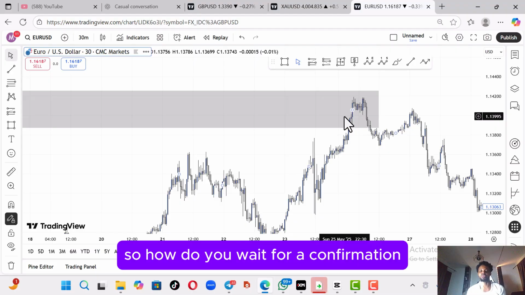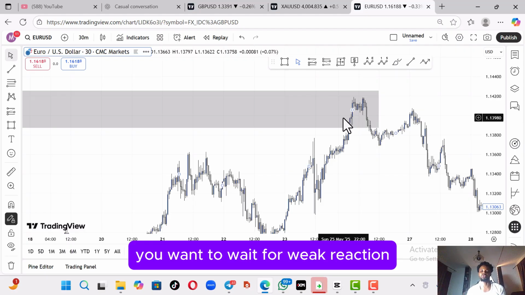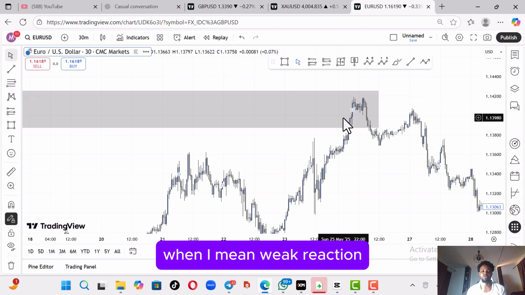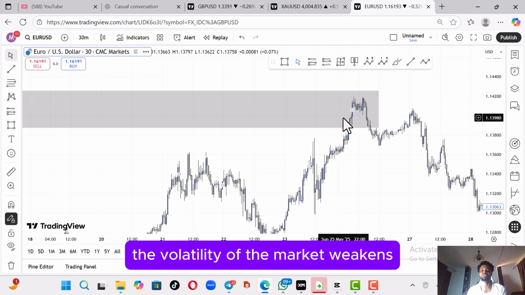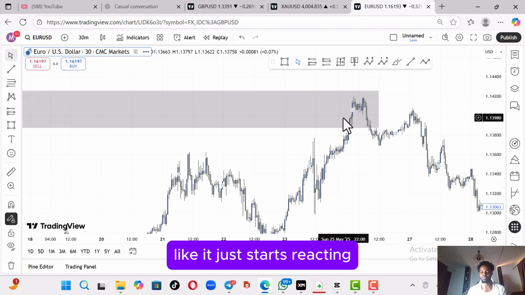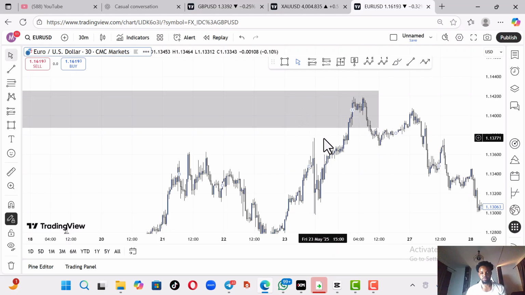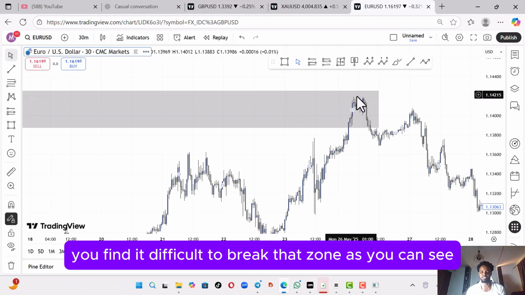So how do you wait for a confirmation? Now that the market is in your zone, you want to wait for a weak reaction. When I mean weak reaction, you want to see the volatility of the market weaken. The market doesn't go the way it was going before, it just starts reacting. It finds it difficult to break that zone. Alright.